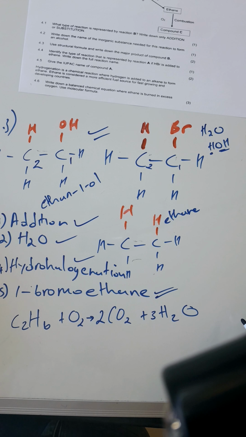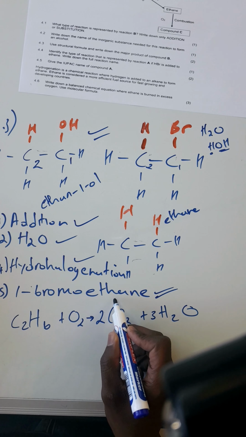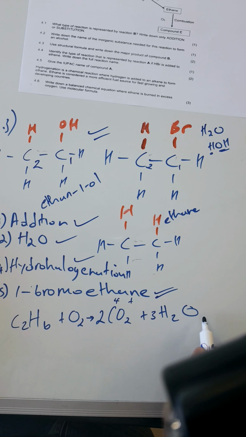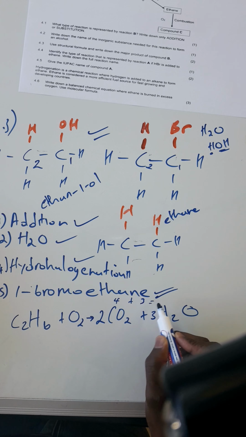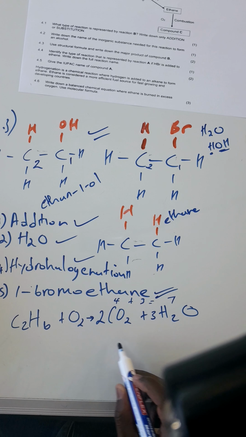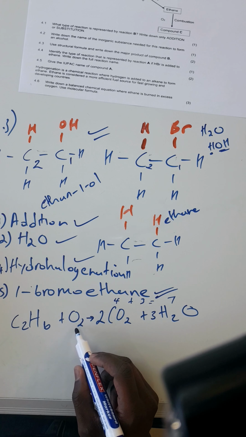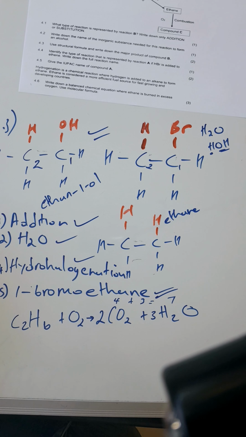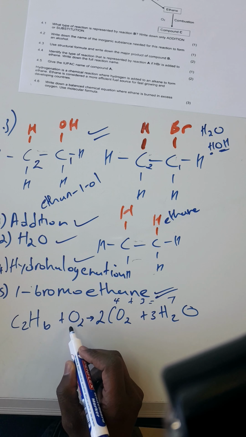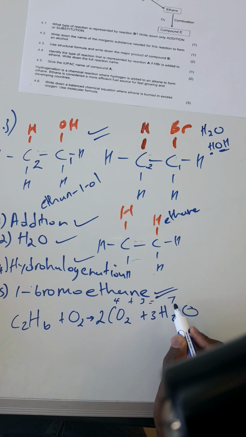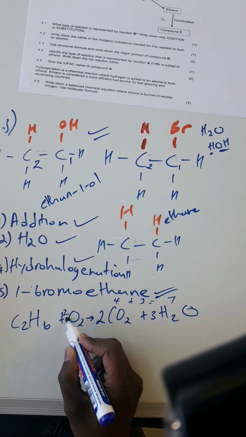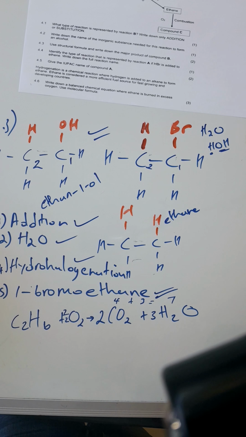All right, now we count how many oxygens we have on the right hand side first. 2 times 2 is 4 plus 3 times 1 is 3. 4 plus 3 is 7. So we have 7 oxygens on the right hand side, and we must make sure that we also have 7 oxygens on the left hand side. So we take that 7 and divide it by 2. 7 divided by 2 is a fraction.